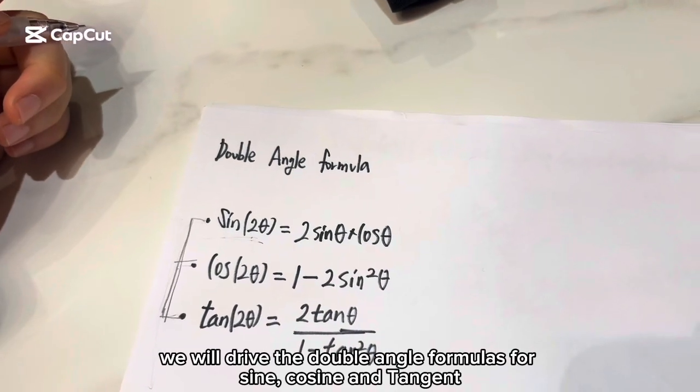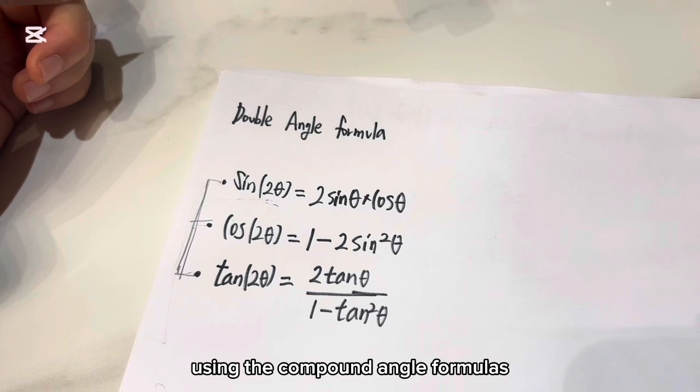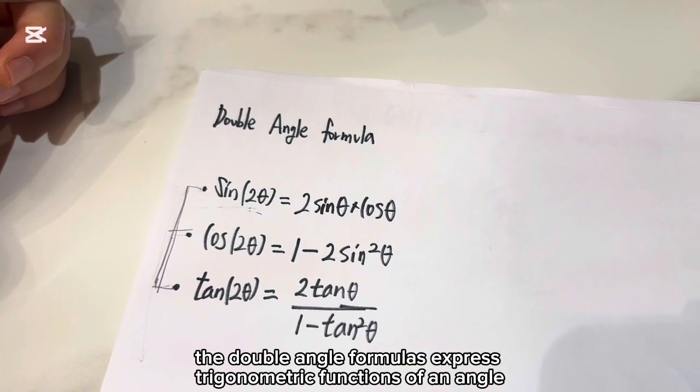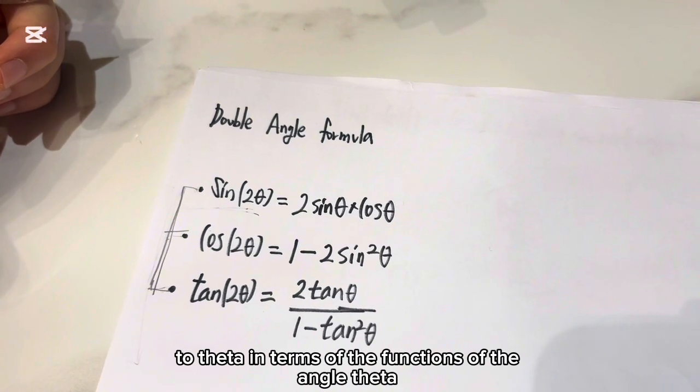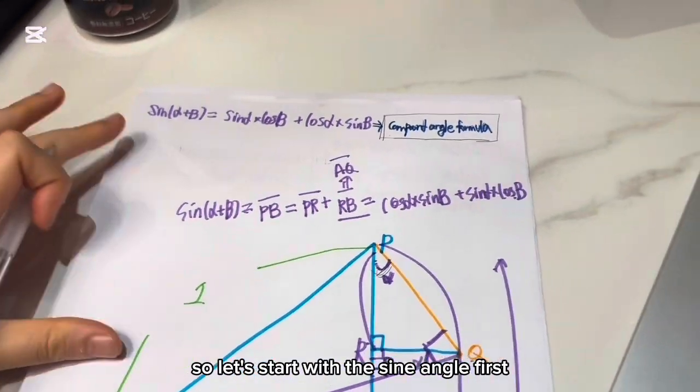Today, we will derive the double angle formulas for sine, cosine, and tangent using the compound angle formulas. The double angle formulas express trigonometric functions of an angle 2 theta in terms of the functions of the angle theta. So let's start with the sine angle first.